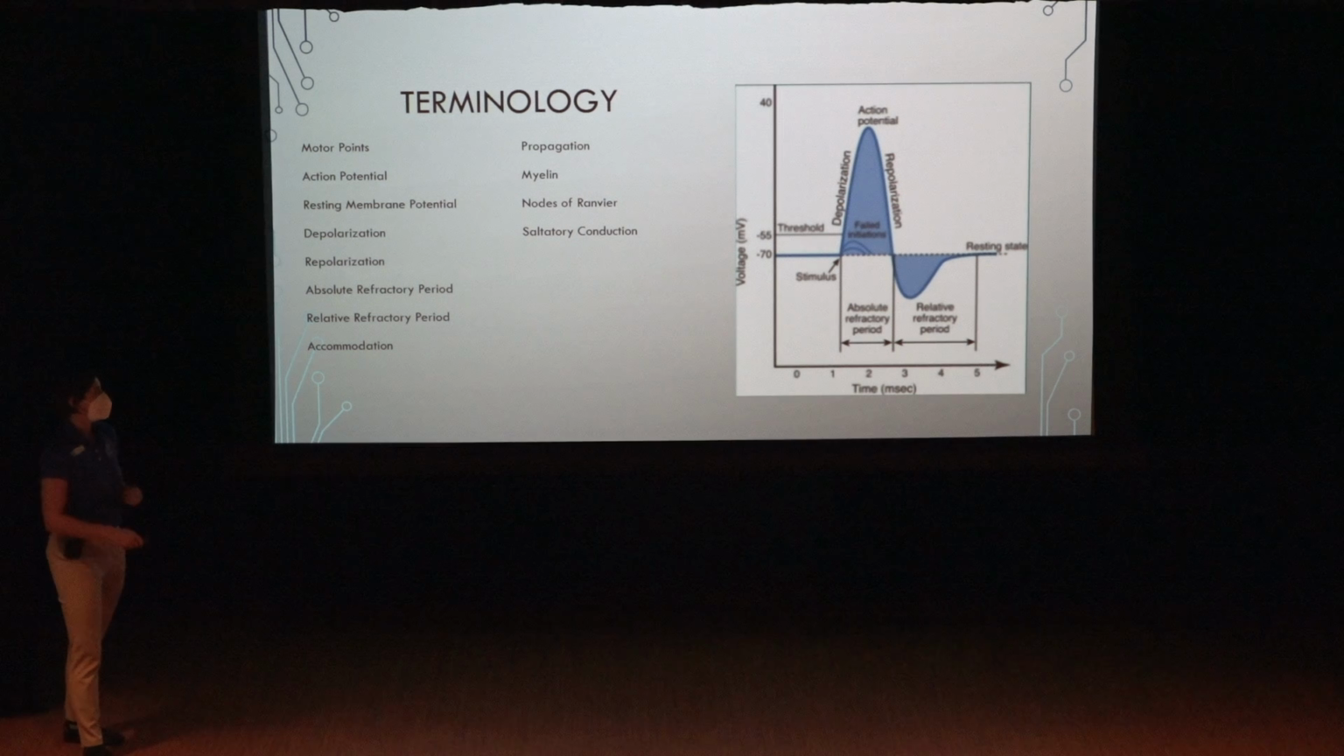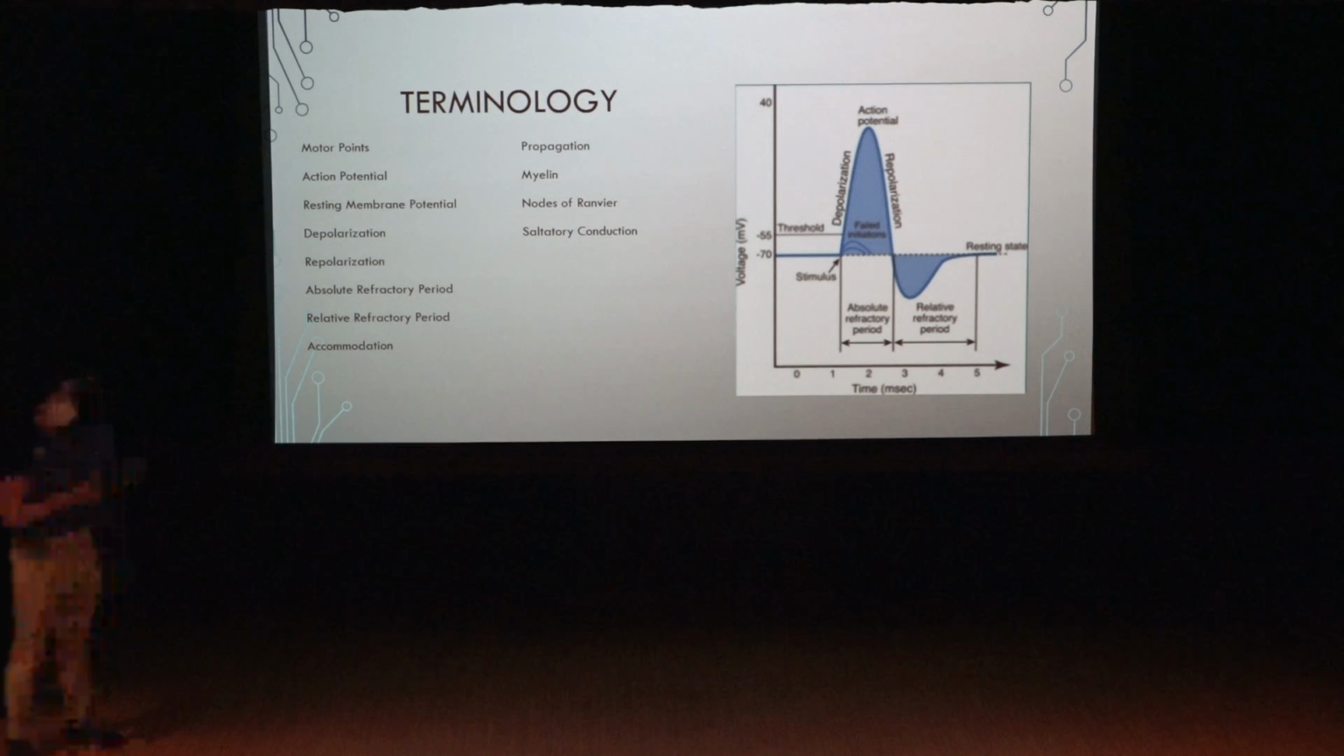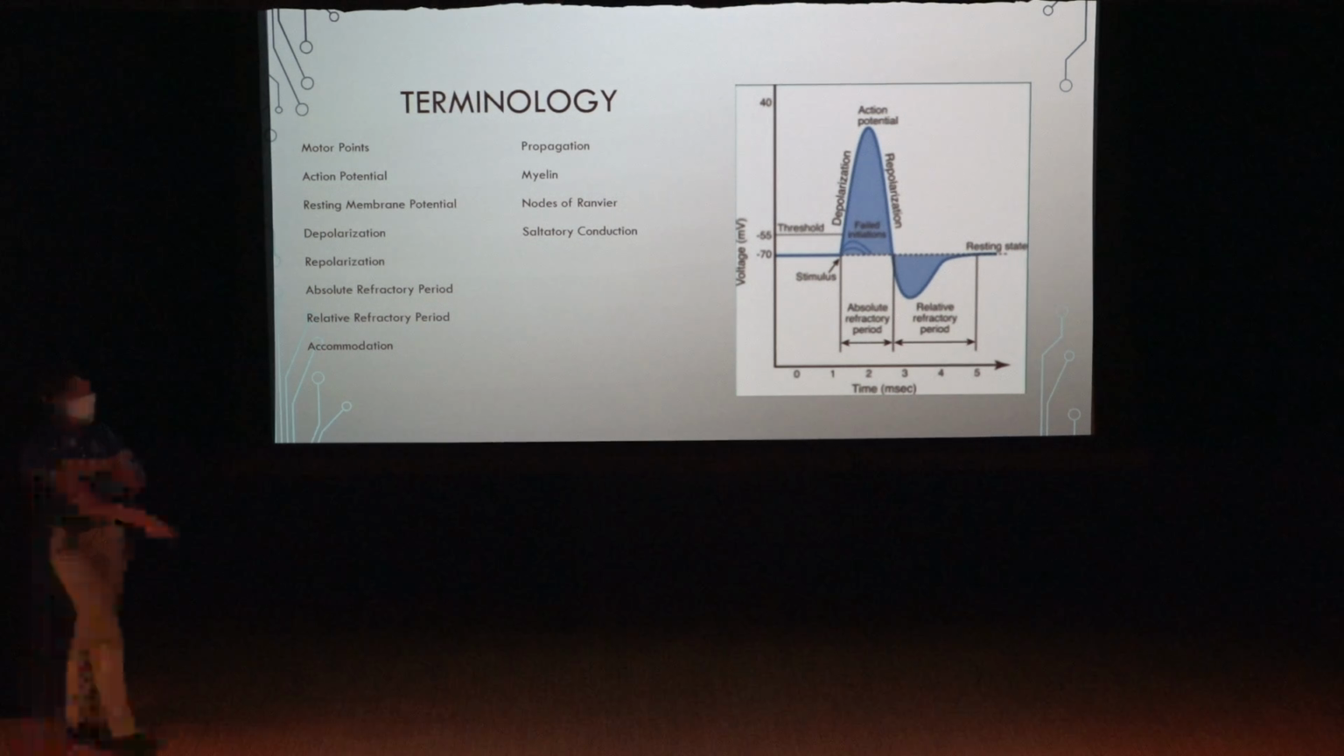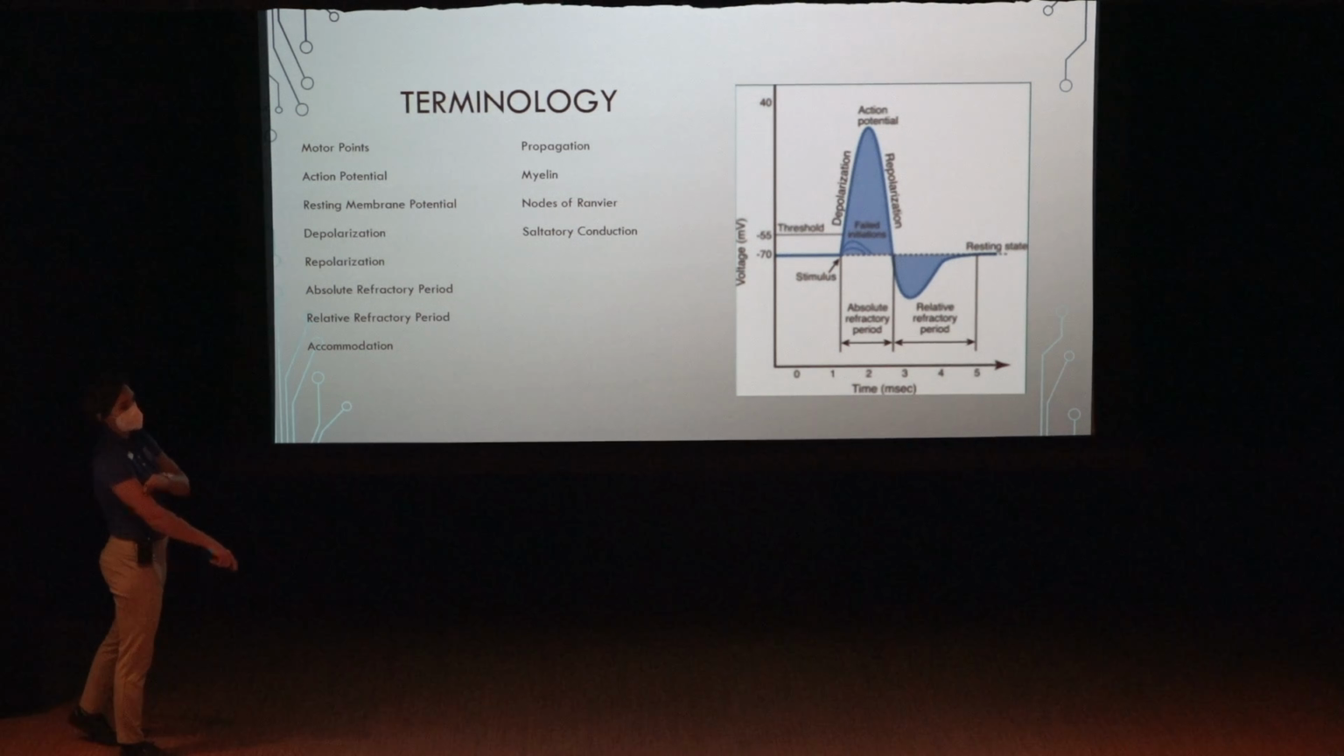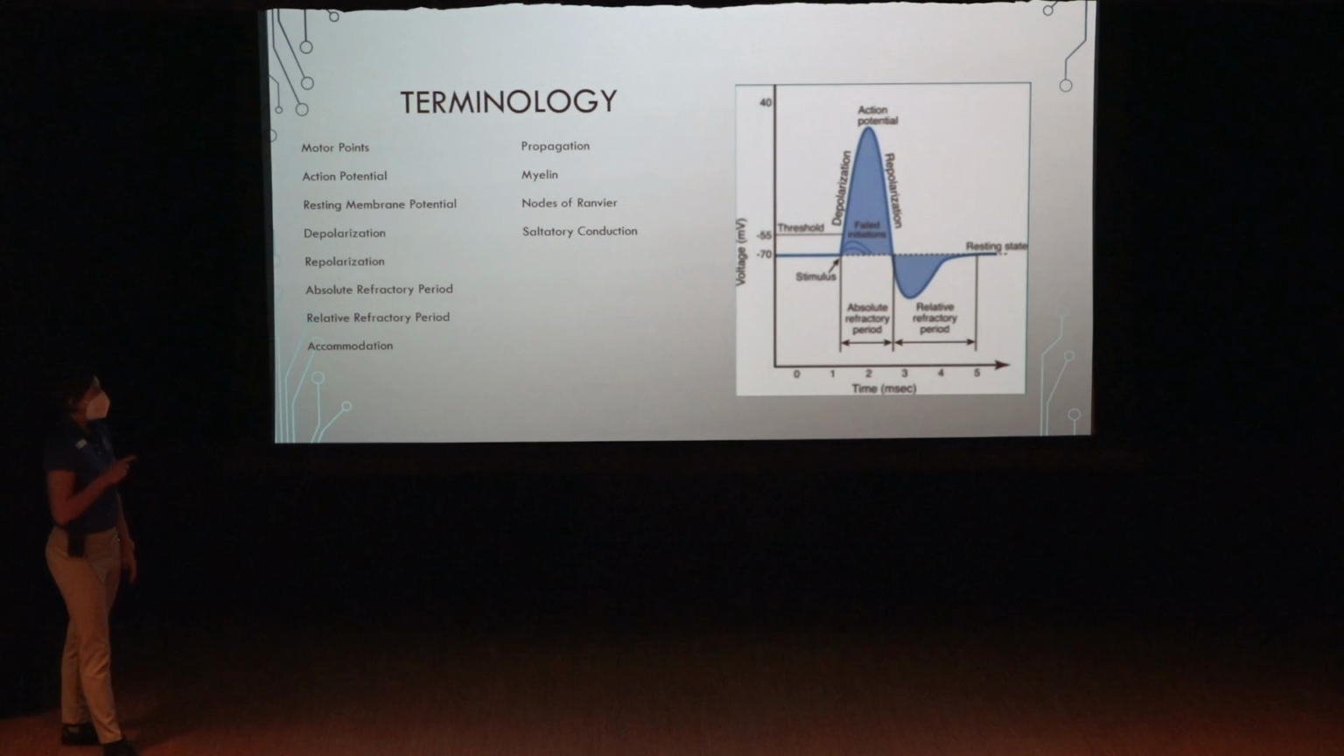Terminology. Here's some terminology. Just going back to that action potential, that good old action potential. The motor point is where the nerve penetrates the muscle, where it innervates it. And that's where one of your electrodes should go if you're doing something like Russian stim contraction. Normally, physiologically, we have something called an action potential.